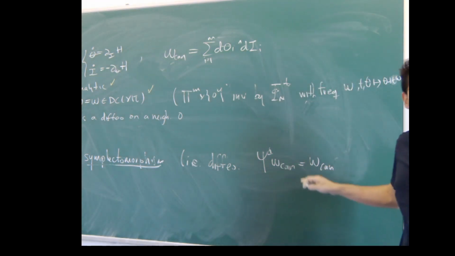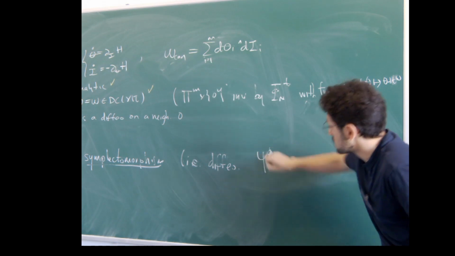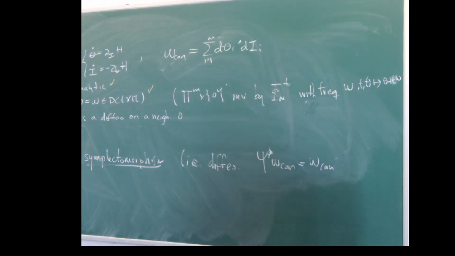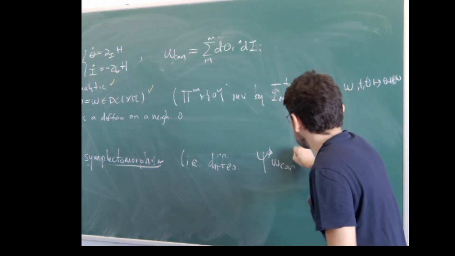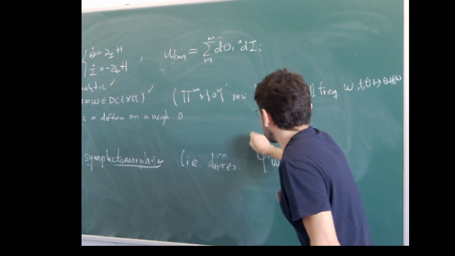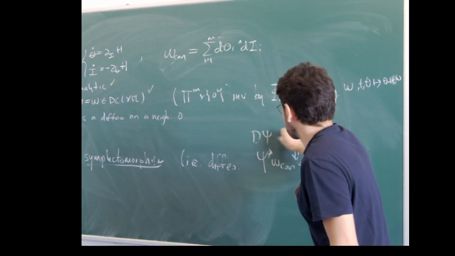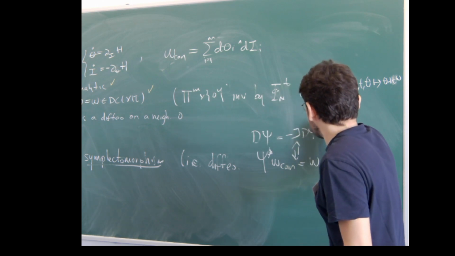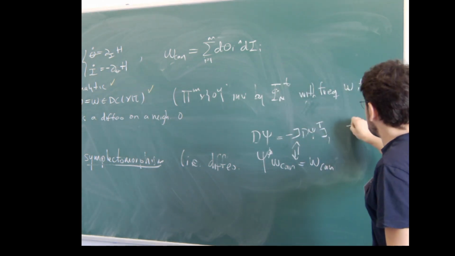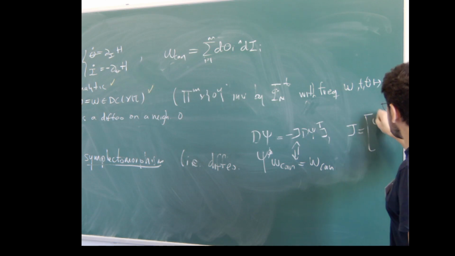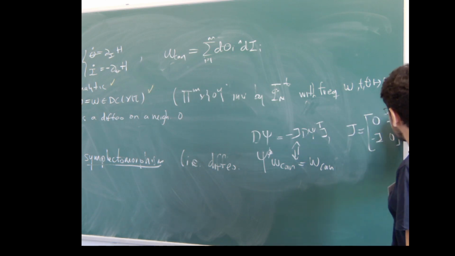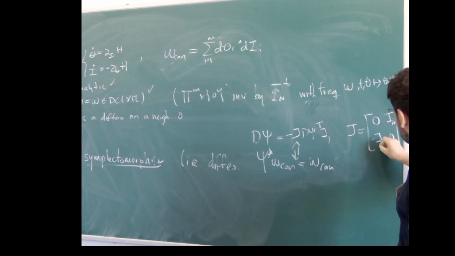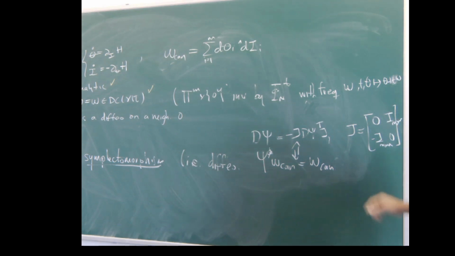So if you don't like this because you don't want to speak about pullback of differential forms, this condition is actually equivalent to something of this kind. Derivative of this has to be equal to minus some matrix, derivative of this, transpose this, where this matrix looks something like this. 0, identity, minus identity, 0, and this is the m-dimensional identity. Okay, not very important for us, just to tell you that this exists.